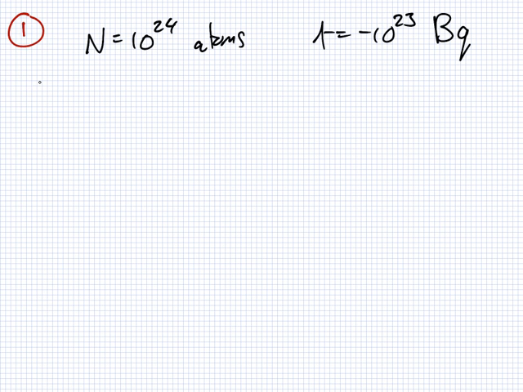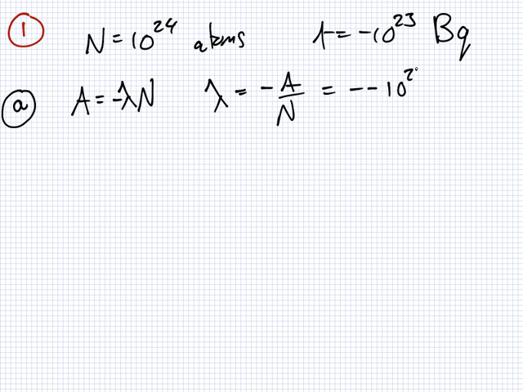A radioactive sample usually has N equals 10 to the 24 atoms, and A equals minus 10 to the 23. What is the value of the decay constant? Is this part A? Yes. You remember we have the form that A equals lambda N. So lambda equals minus A over N, which equals minus 10 to the 23 over 10 to the 24, which equals 0.1.